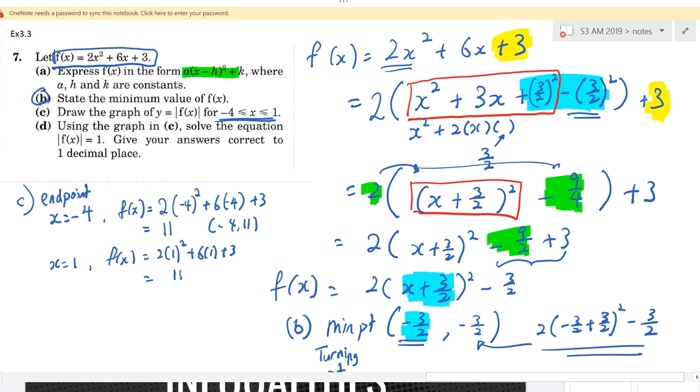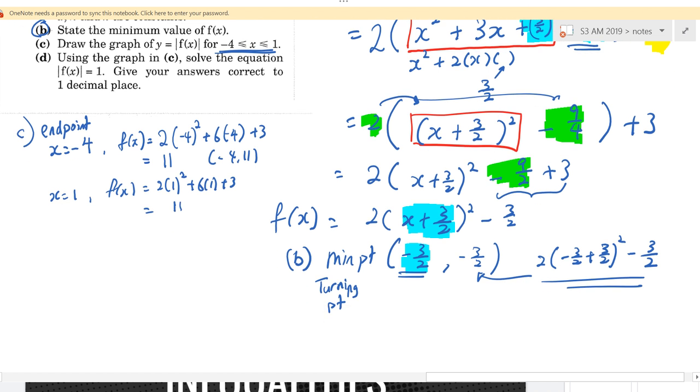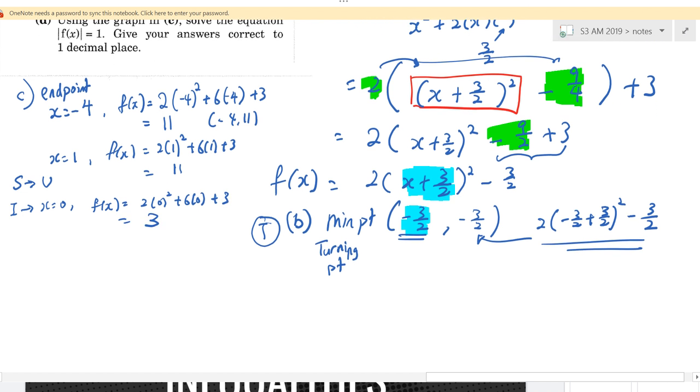Okay. Now, since I got my turning point, I know already, right? This is a U shape or N shape? U. I will need to find the y-intercept. So x equals to 0. f(x) is equals to 2 times 0 squared plus 6 times 0 plus 3. So this is equals to 3, right? So the y-intercept is (0, 3). Here I am somewhat ready to sketch the graph already.